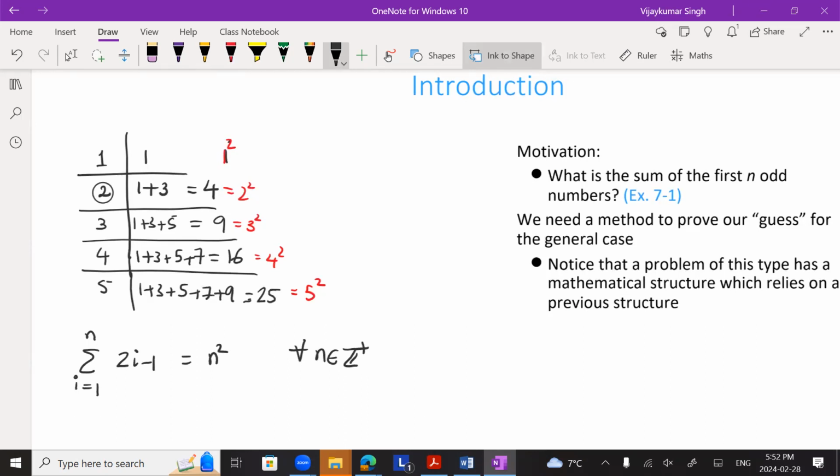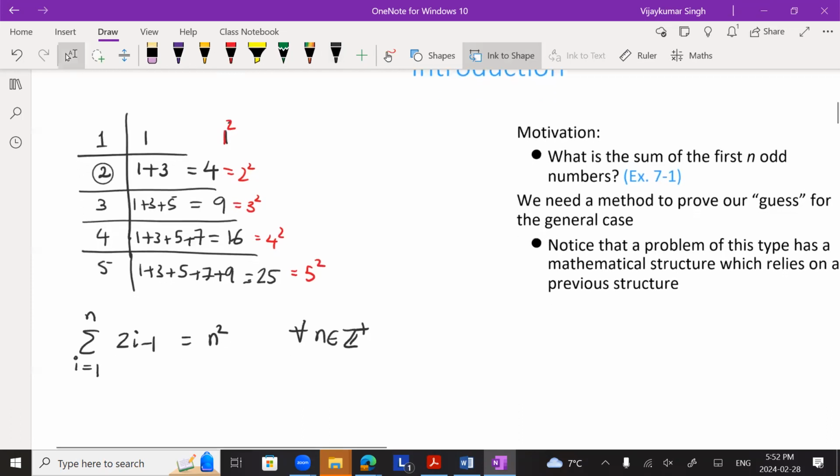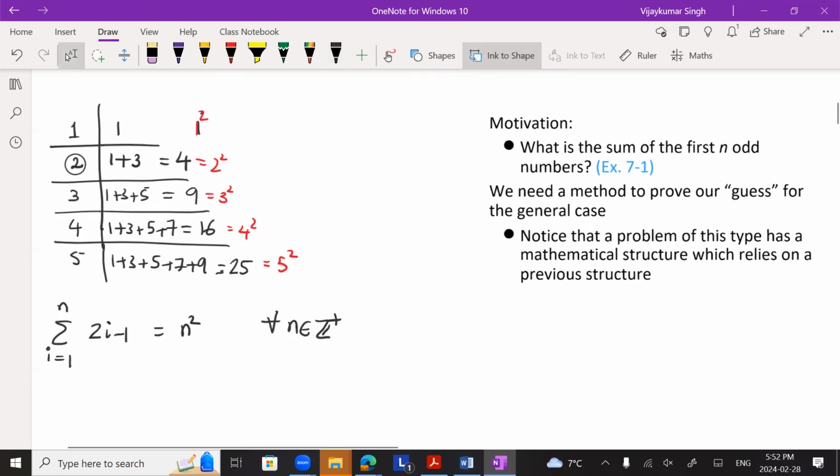Again, we haven't proven this. Do you see that? This is not a proof. We see some pattern. We are observing a pattern, and based on that, we are making a conjecture, right? So now this guess has to be proven. So how do we prove such a thing?